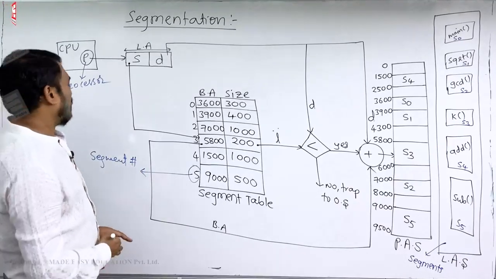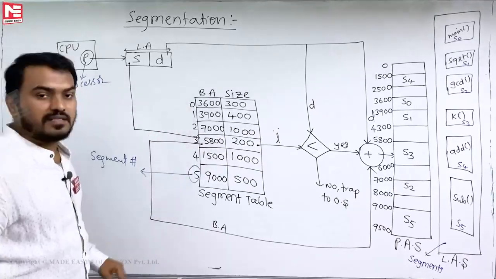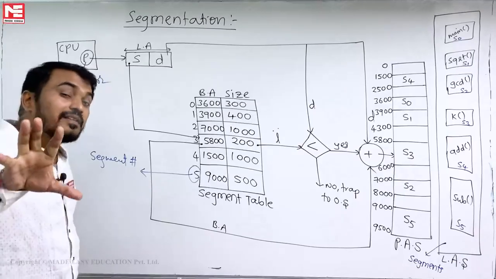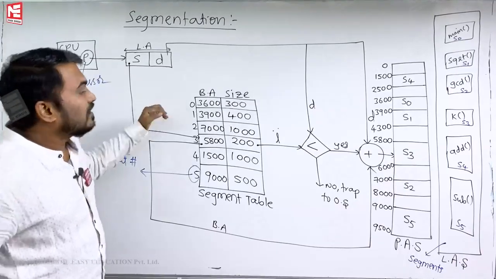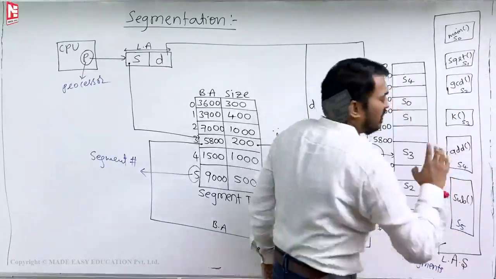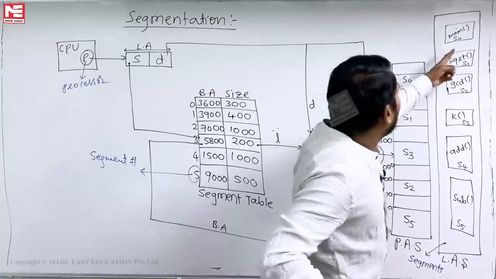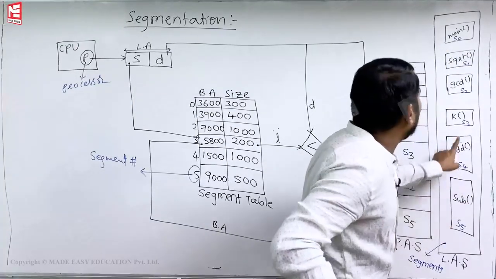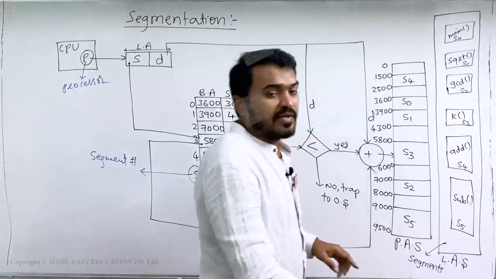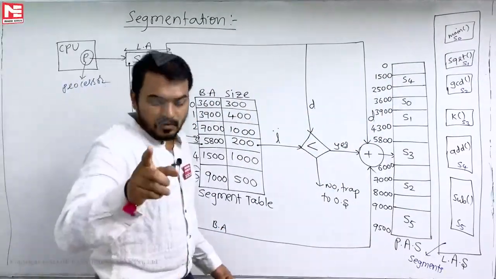Now, in the segment table, how many entries do you have here? Six entries, 0 to 5. So why are there 6 entries? Because that is the same as the number of segments in the LAS. How many segments are there in the LAS? 6: 1, 2, 3, 4, 5, 6. So 6 entries are there. Note down this point.